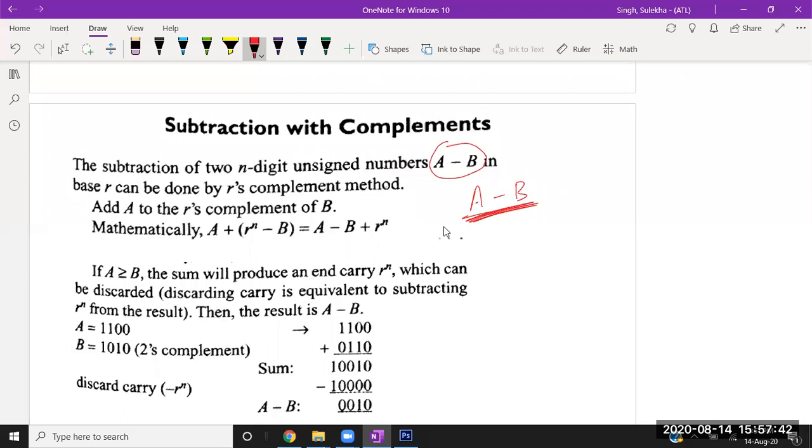Suppose you want to solve a minus b using two's complement. You will write b in two's complement form and add it as it is with a. You will get the expression a plus two's complement of b, which is r^n minus b, which is indirectly a minus b plus r^n. This is the standard way by which we can calculate subtraction of two numbers in coding.